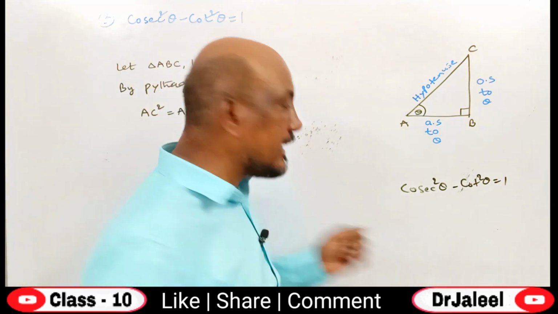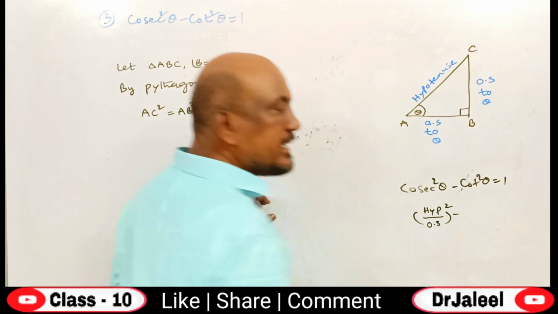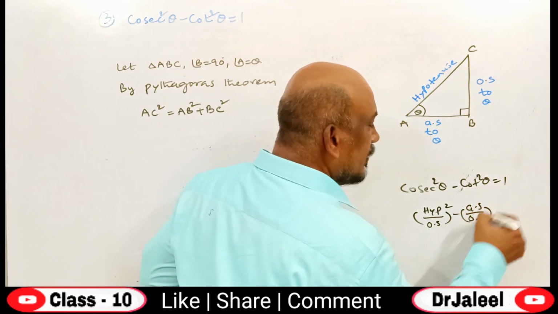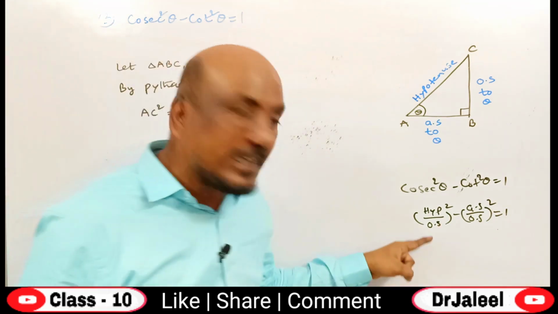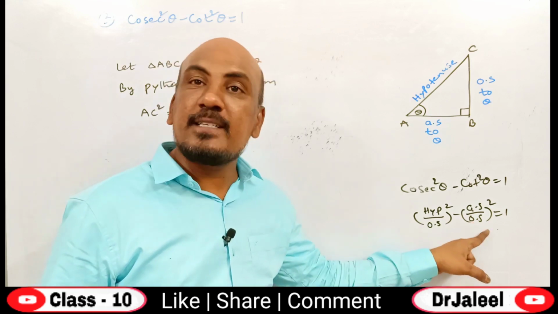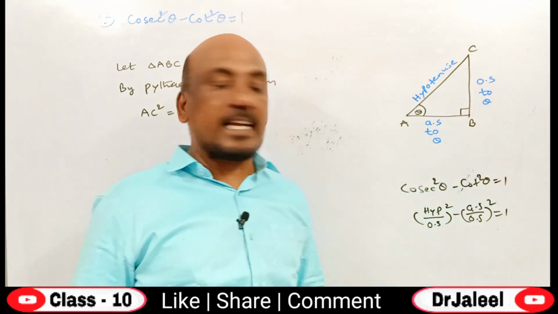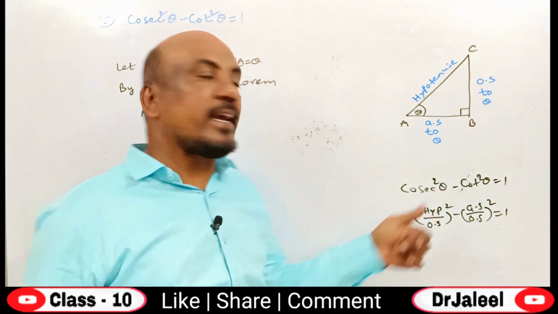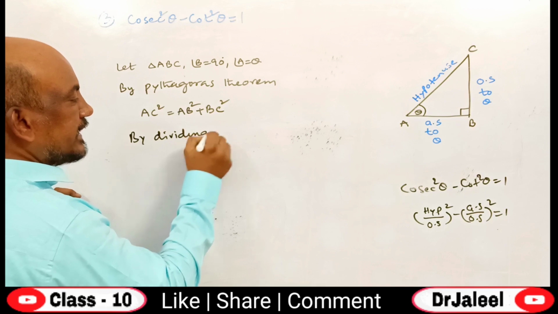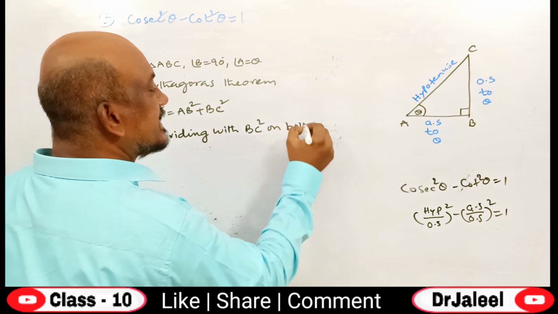What is the definition of cosec? Definition of cosec is hypotenuse by opposite side whole square minus what is the definition of cot? Cot is adjacent side by opposite side whole square is equal to 1. So children, what is that you want in the denominator here? Denominator you want opposite side. Opposite side, of course, opposite side square. So what is opposite side? BC is the opposite side. So in the denominator you want BC square. So therefore by dividing with what is that? BC square on both sides.